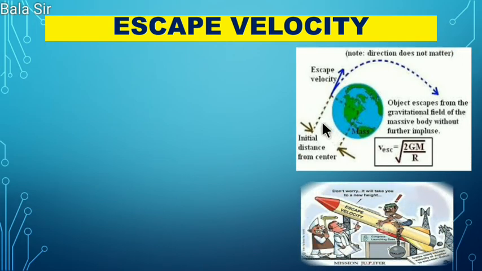Here you can see a clip over here. Initial velocity, that is the initial distance from the center. An object goes up, escape velocity, and the direction does not matter, it can go in any direction. So the object escapes from the gravitational field of the massive body without further impulse. So we call this escape velocity, and the formula for escape velocity is V esc is equal to square root of 2GM upon r.